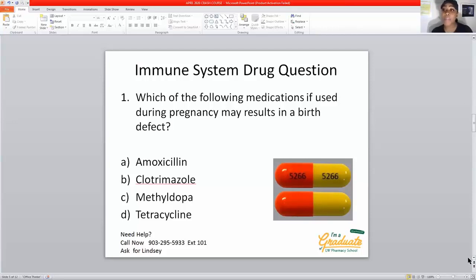Immune system, drug question. Okay, now we just talked about this, so y'all ought to get this right. Which of the following medications, if used during pregnancy, may result in a birth defect? Tetracycline. Somebody said D. Yes. Miss Morgan. Yes. Yes. Yes. Thank you, Carolyn. I love it.